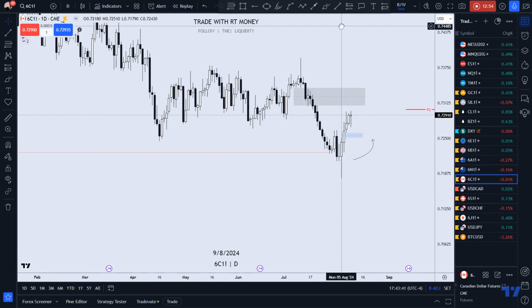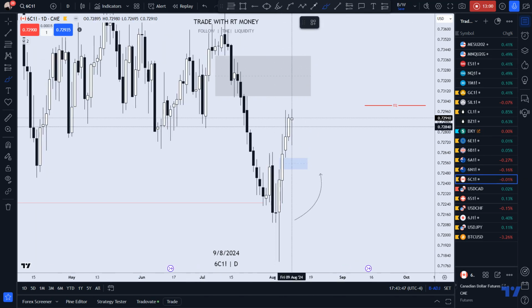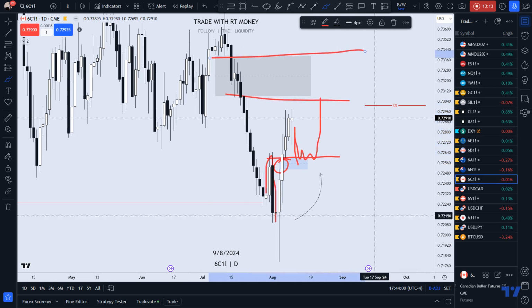What am I looking for next week? I'm looking for price to come down to this bullish fair value gap that it created right at this swing high, find support here, and continue higher to that bearish fair value gap. Got it? A little bearish.